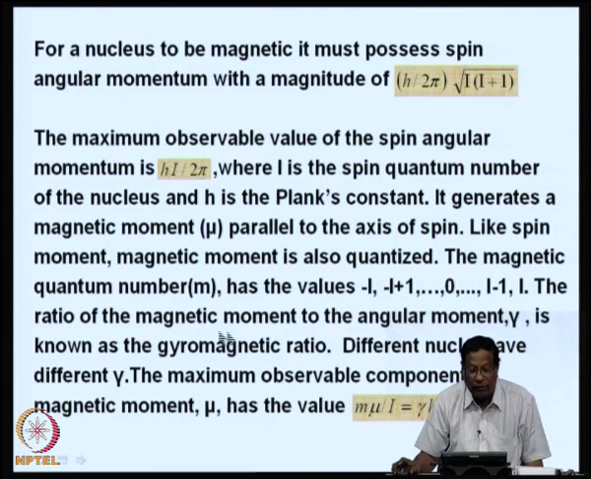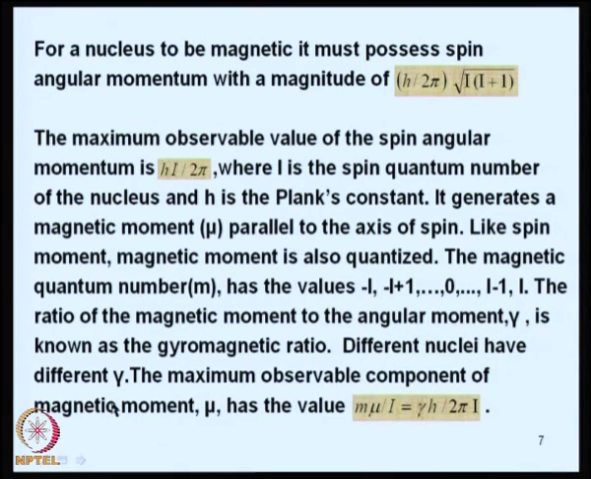The ratio of the magnetic moment to the angular momentum, γ, is known as the gyromagnetic ratio. Different nuclei have different gyromagnetic ratios. The maximum observable component of the magnetic moment μ has a value of μ divided by I, which is equal to frequency times h, equal to 2π times I.